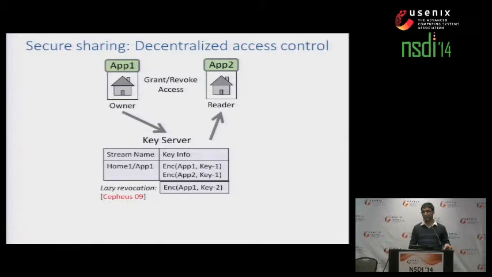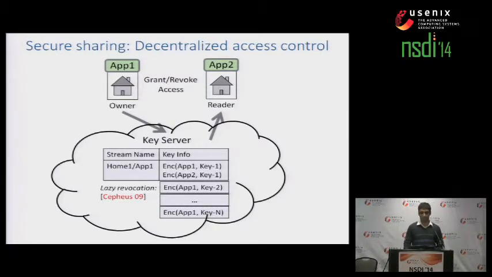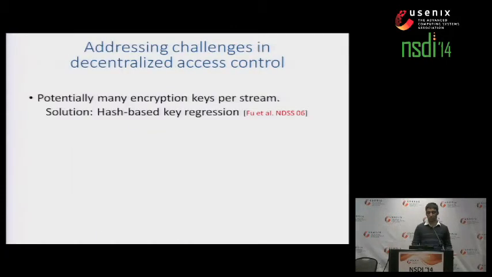But there are a few challenges that need to be addressed here. If there are numerous revoke calls over time, the set of keys that was used to encrypt data for a particular stream can grow big in number. And also, the key server itself is hosted on the cloud, so it cannot be trusted. So to do efficient key sharing, Bolt uses hash-based key regression. Given the latest key, let's say key n, all the previous keys, key 1 to key n-1, can be derived. So only the latest key has to be stored and shared.